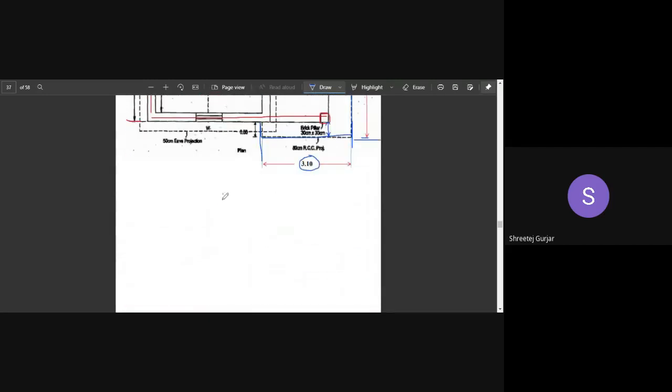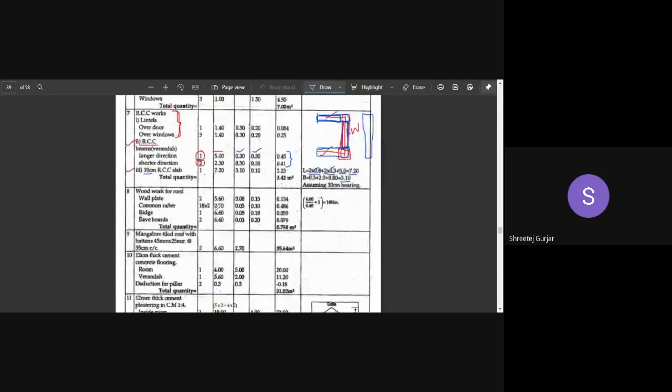So you have calculated length, breadth, and the depth also. Depth is 0.1, length is 7.2, and the breadth is 3.1. And the number will always be 1. Multiplying all of this, you can get the quantity of RCC work in slab. So I hope it is clear. We have calculated all the RCC works. If there is any doubt in RCC work, you can let me know.